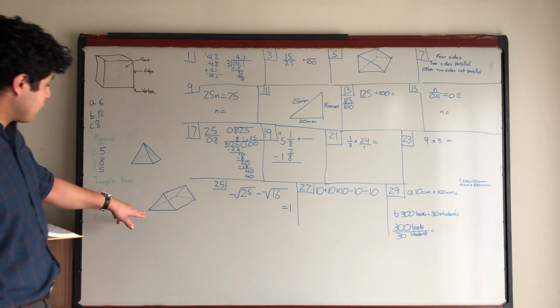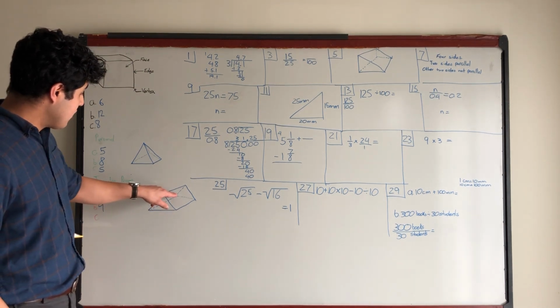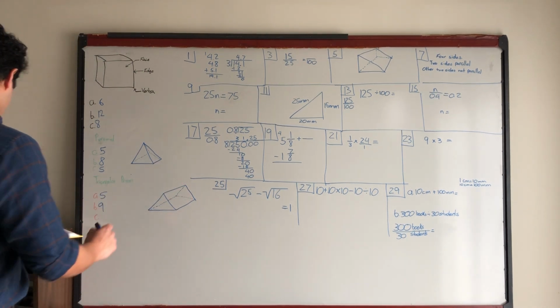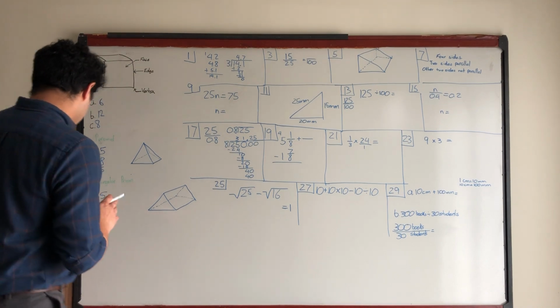And then how many vertices? We count the corners. 1, 2, 3, 4, 5, 6. We have 6 vertices, okay?